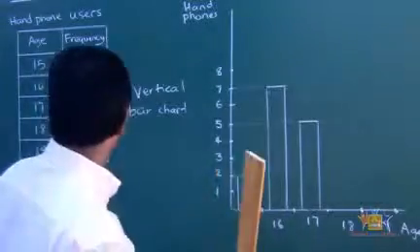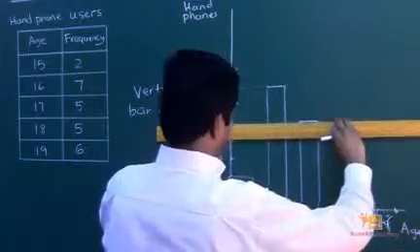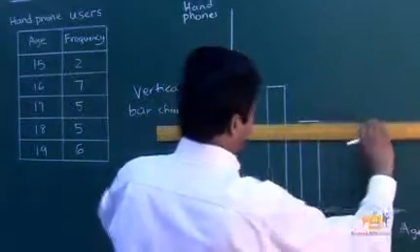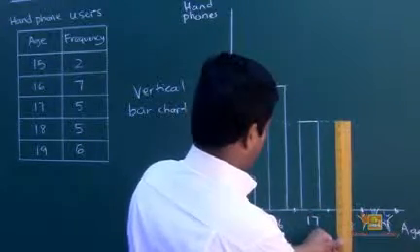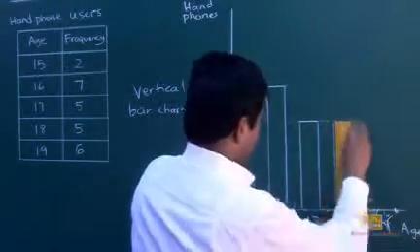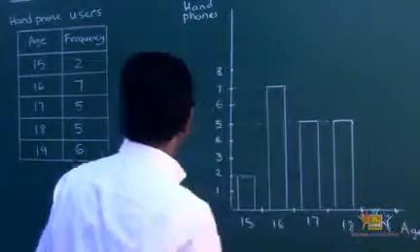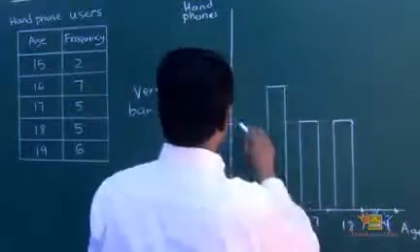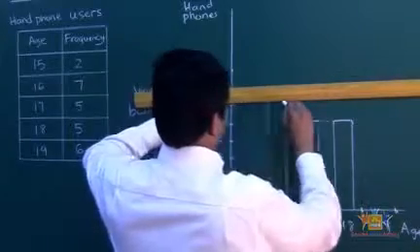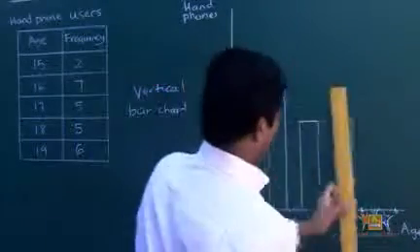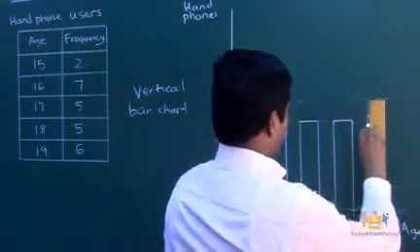Now for 18 is 5. So 5 is right there, so we're going to extend this construction line, so that way we know where 18 is going to be. So 18 is 5. So we're going to draw a bar for that one. Right there. And then for 19 is 6. So it's going to be right here, 6. Right, that's for 19.